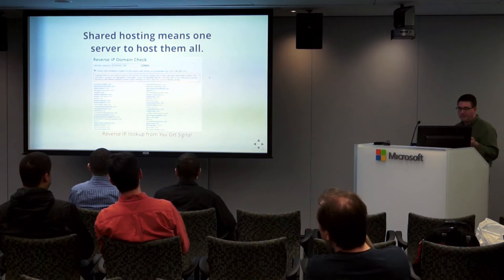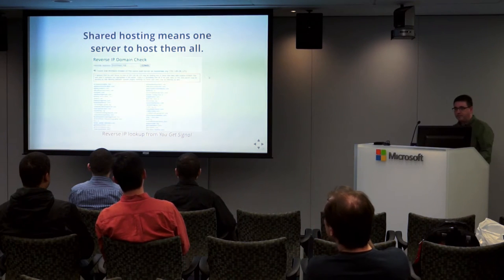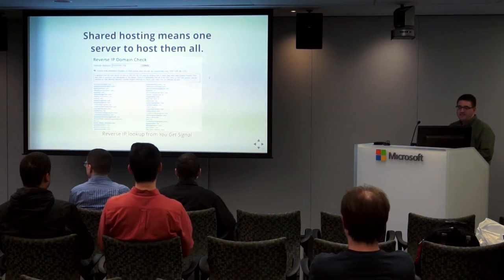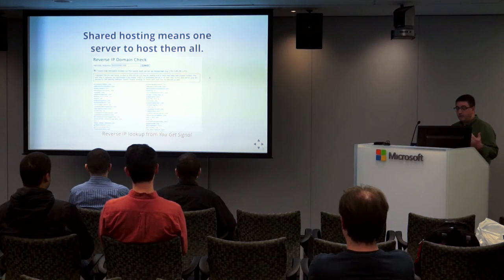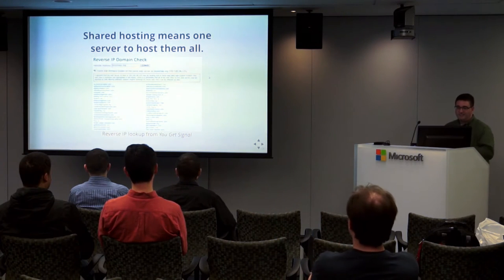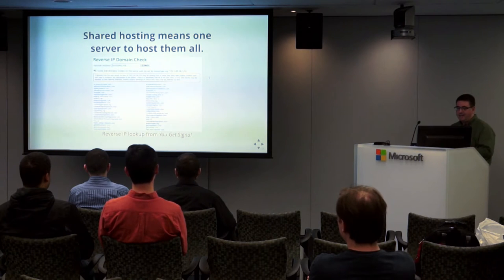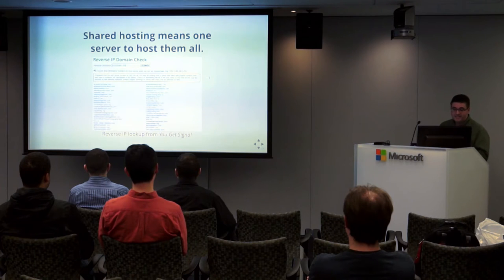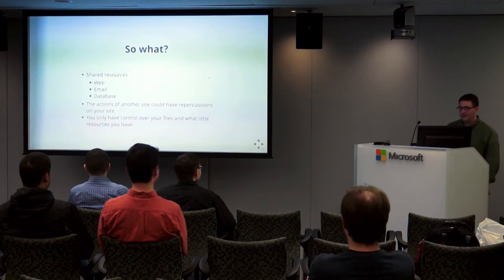For this demo, I went to a site called YouGetSignal, which does a reverse IP lookup and looks at other websites that are on the same IP address. And for Boston WP, there are 216 other sites on there. And that little red box, I don't know if you can read it, says maybe hosting one or more websites with explicit content. So you don't know who your neighbors are.